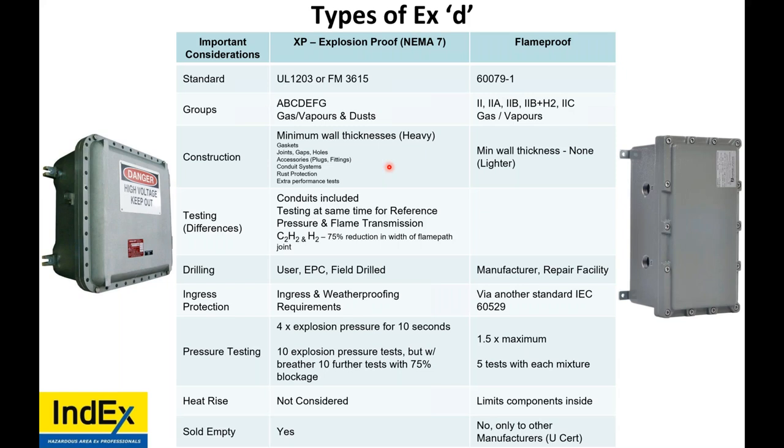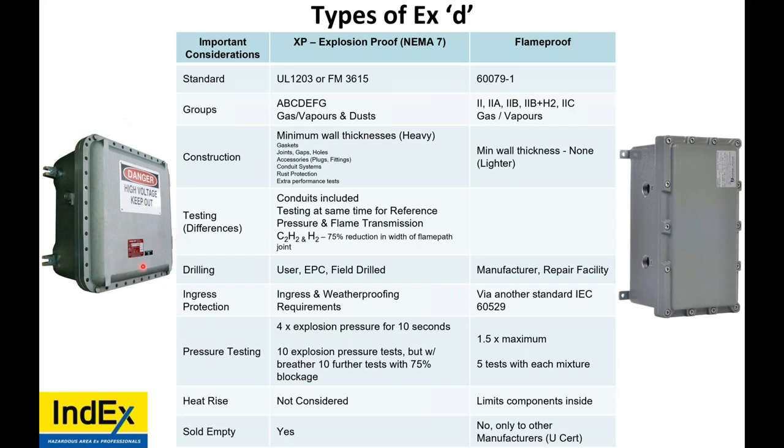Explosion proof really is a bomb-proof safe. It is significantly heavier. Also, there are different construction considerations for the gaskets, the joints, the gaps, the holes, the accessories, the plugs, the fittings, conduit systems, rust protection, and extra performance tests. The testing is more onerous and different for explosion proof. Now, the testing differences.